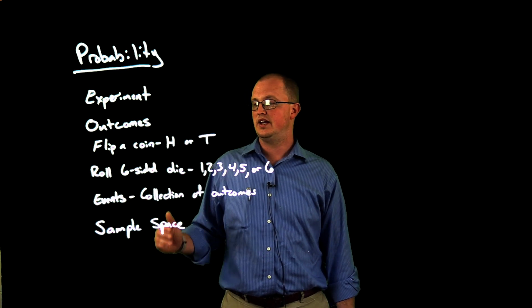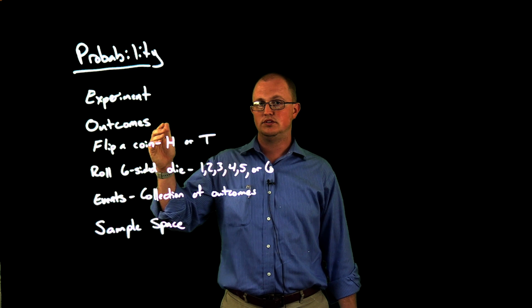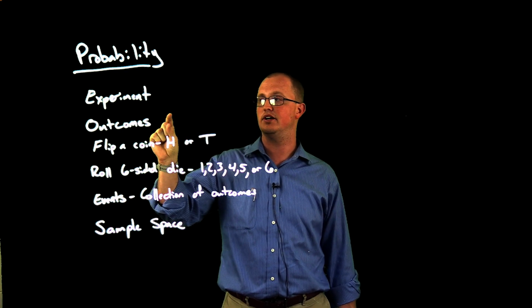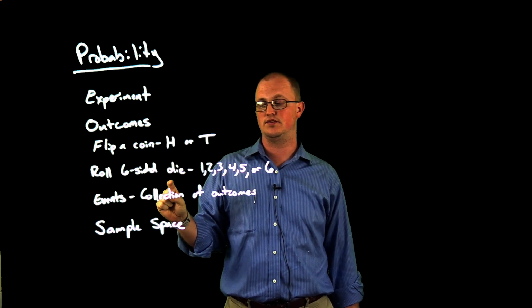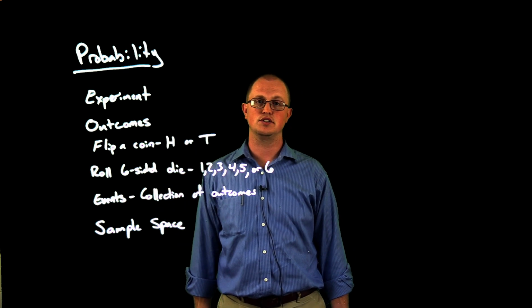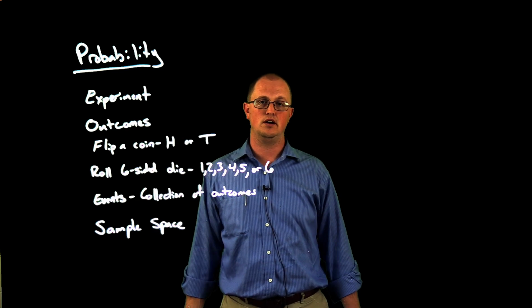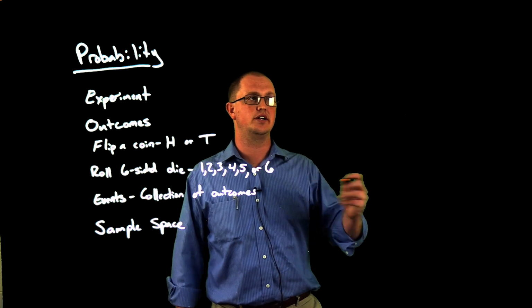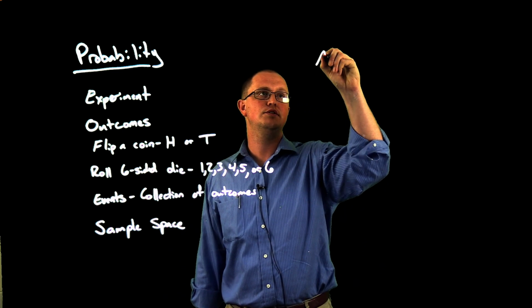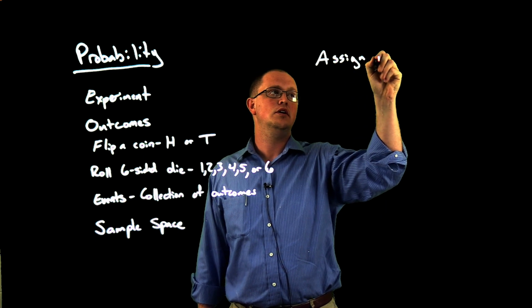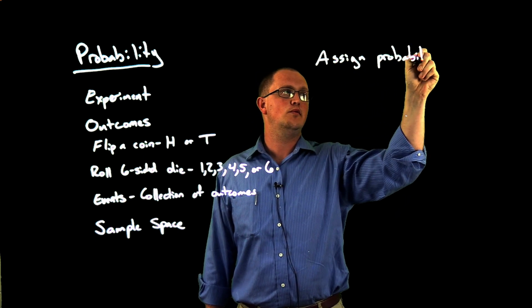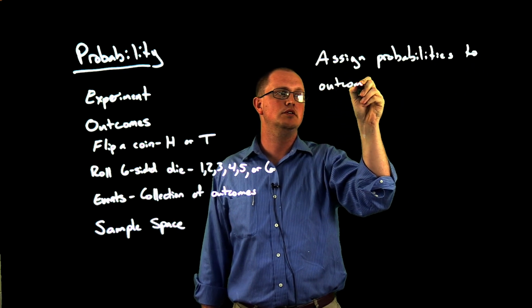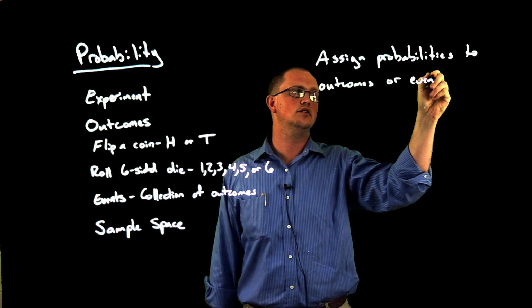And so we have outcomes that are single events that can happen, or single outcomes of an experiment. We have events, which are collections of those, and we have sample spaces, which consist of all of the possible outcomes of a particular experiment. And so for these things, we want to assign a probability to those. So we attempt to assign probabilities to outcomes or events.